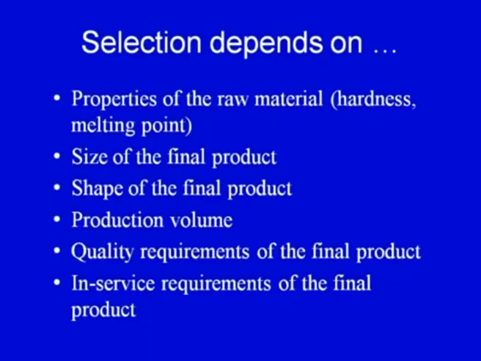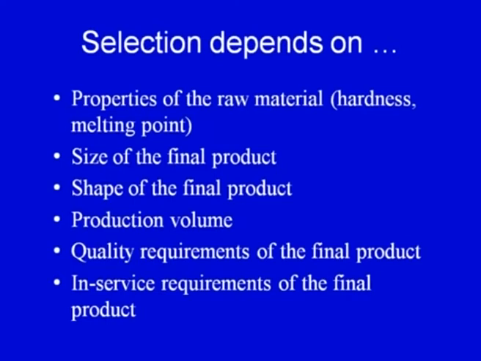So hardness and melting point are two properties of the materials, and these properties finally come into the picture when we are doing the processing of the materials. Again, just to emphasize this point, if a material is very hard, it is difficult to machine. If a material has a very high melting point, it is difficult to cast.